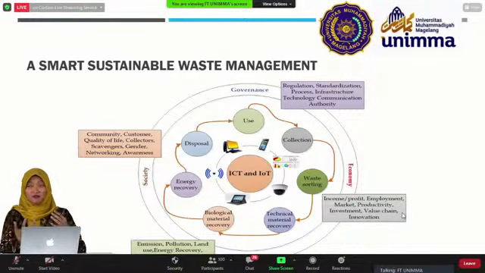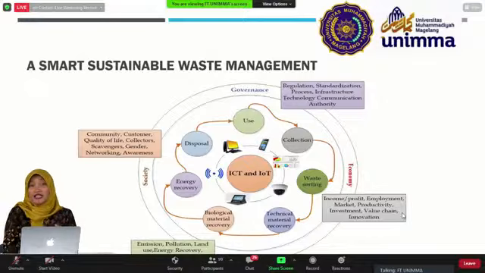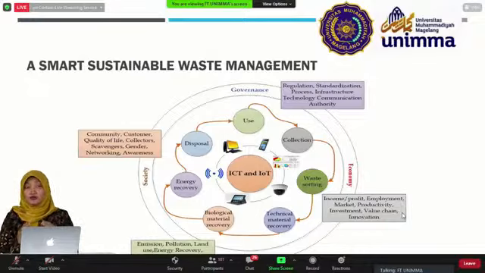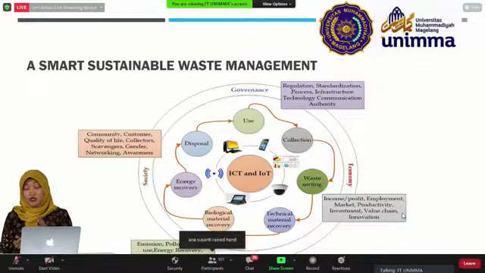We want the government to support us through regulation, and society through their behavior and culture, and also the environment. We try to maintain the environment. We give information on emissions, pollution, and also the economy. So our system really integrates the economic, social, environmental, and governance aspects. This is what we have done in our previous research, and it gives benefit to the economy, society, and environment.